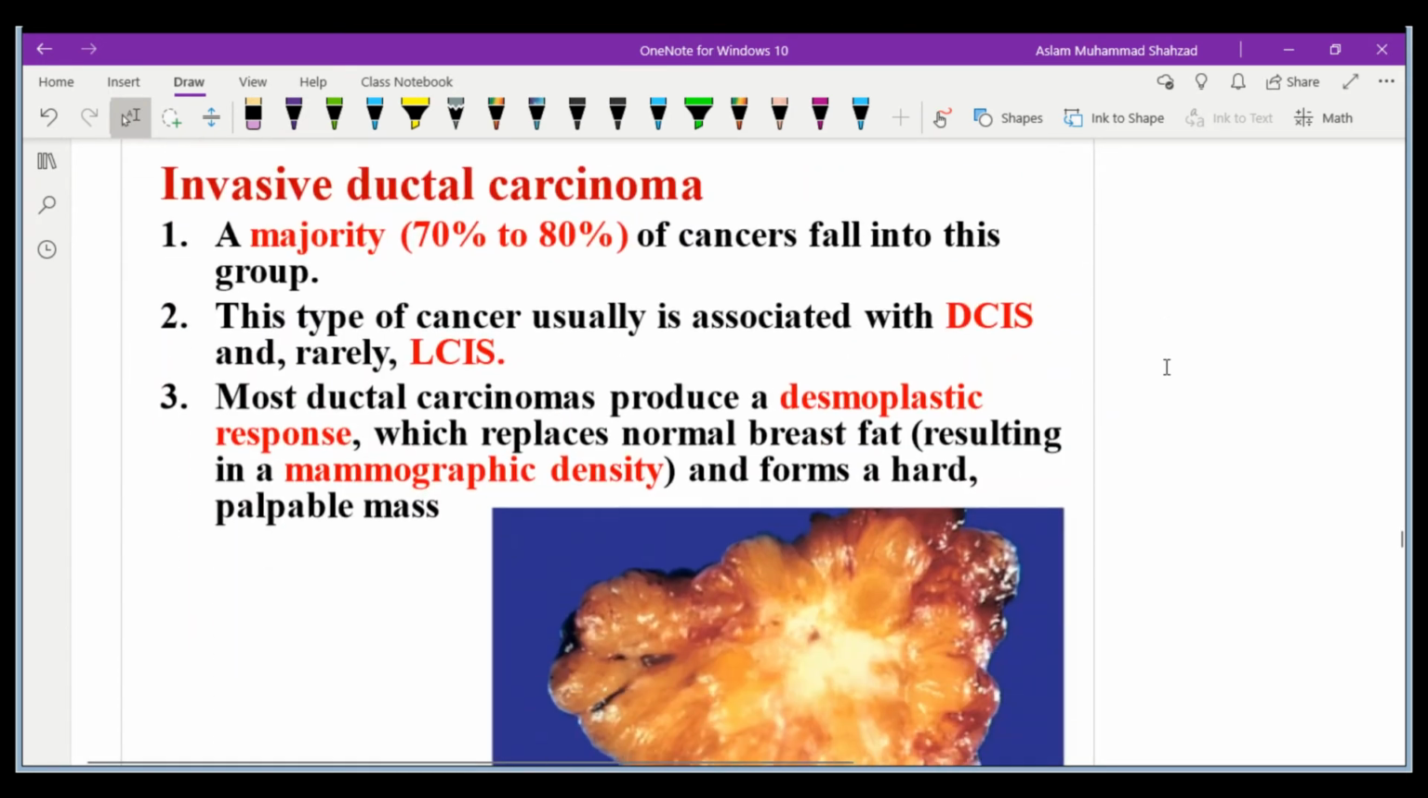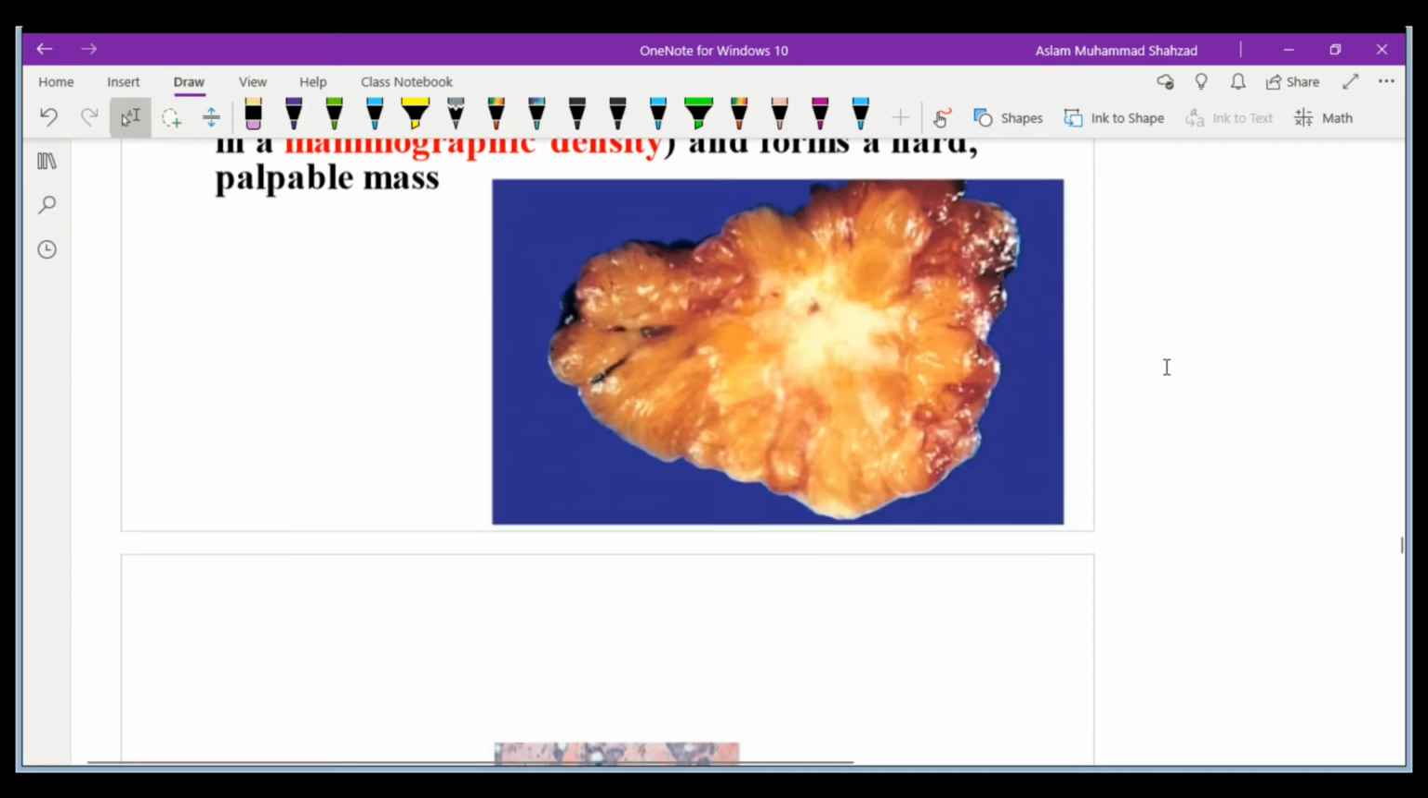Then we have invasive ductal carcinoma, with the majority, 70 to 80% of the cancers, falling in this group. It is also associated with ductal carcinoma in situ or, rarely, lobular carcinoma, and they are responsible for the production of a desmoplastic response, having abnormal change in the breast or the mammographic density. Formation of a hard, palpable mass will be found in invasive ductal carcinoma.